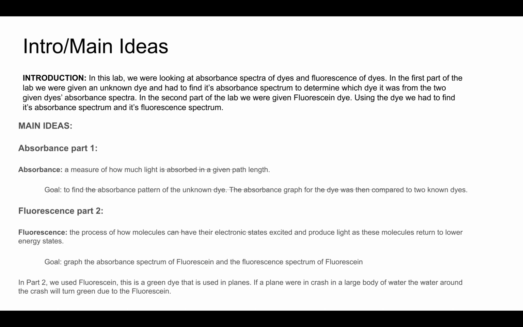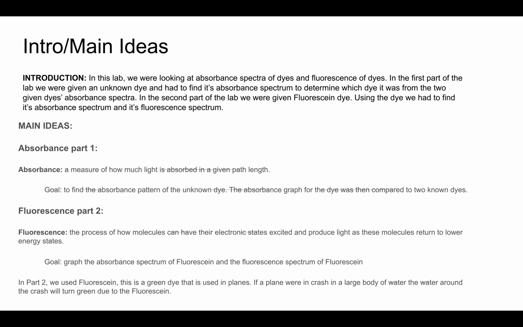For the first part, which focused on absorbance, which is a measure of how much light is absorbed in a given path length, the goal we decided was to find the absorbance pattern of the unknown dye. The absorbance graph for the dye was then compared to the two known dyes.